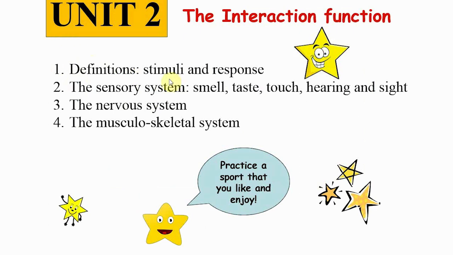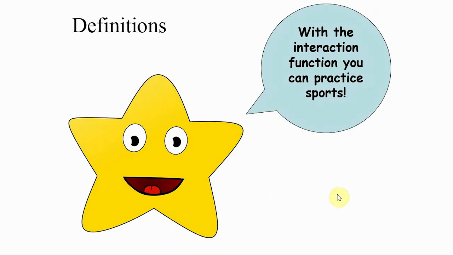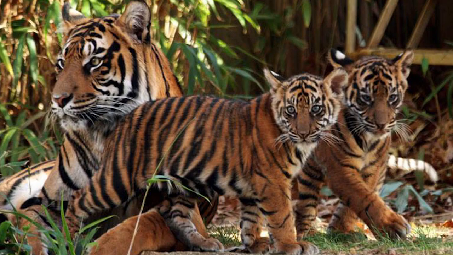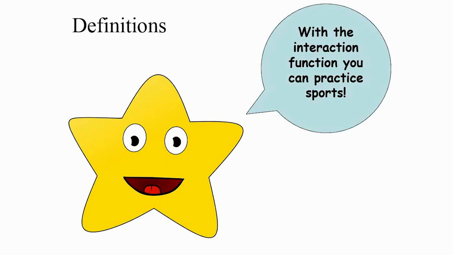In this unit, we are studying 4 aspects: the definitions, stimuli and responses. And let's say this part, number 1, is like an introduction, and then we will see the sensory system, the 5 senses, later the nervous system, and finally the musculoskeletal system. So now in this presentation, we're only going to focus on number 1. But remember, with the interaction function, you can practice sports. But the interaction function happens with all the animals. They play, they help each other, they care about each other as well, they communicate, and also sometimes they fight.